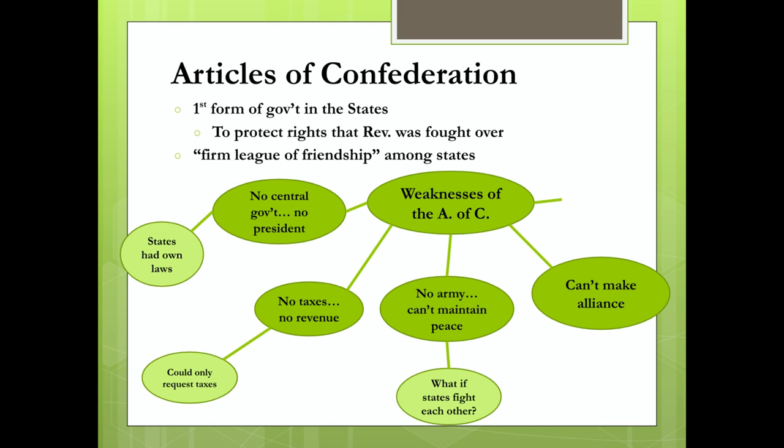Another weakness was that the federal government couldn't make an alliance, especially without an executive branch or a president. And then the last one was there was no common currency. Some of these states had their own form of money, so you couldn't necessarily go from one state to another and use the money from that particular state. So no common currency.